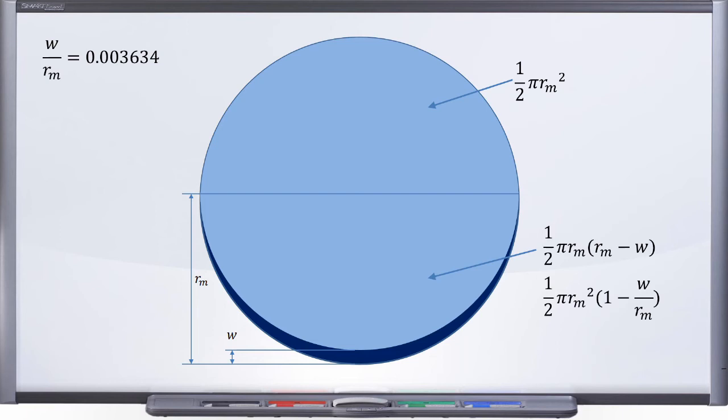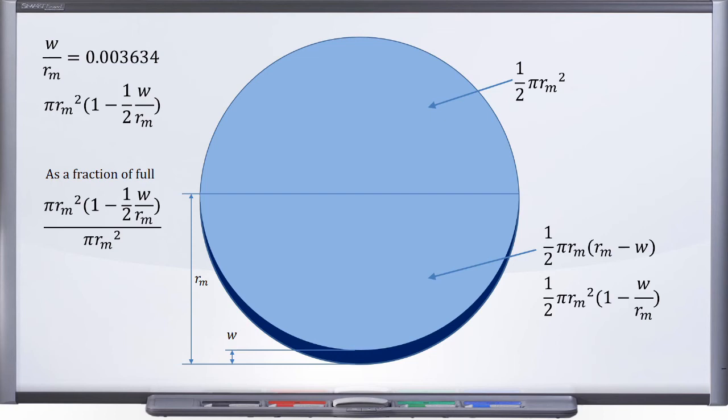I'm just going to take the RMs out and write it like this. And now if I add these two together, I get the total area. This is the total lit area of the moon. And we want that as a fraction of what it would normally be. Normally, if it was a perfect circle, we would just have pi r squared. So we just take that as a fraction and divide by that, and these are going to cancel, and we're just going to be left with this equation here.